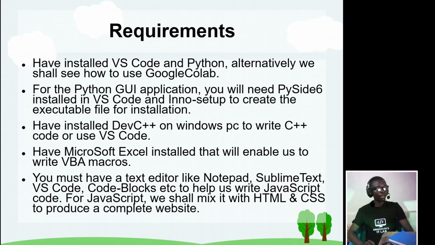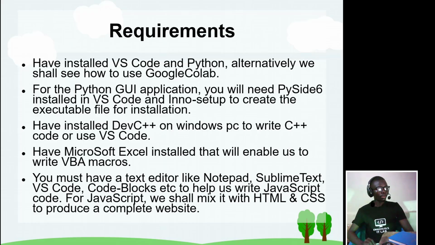Now, what are some of the requirements for you to kickstart this course? You should have at least Visual Studio Code installed on your PC, whether it is Windows, Linux or Mac. You should also have Python. Alternatively, we shall see how to use Google Colab. For the graphical user interface application, you should have PySide 6 installed. You should also have Dev C++. In case you don't have Visual Studio Code, Dev C++ helps us to run C++ and C programming languages. You should also have Microsoft Excel installed, at least version 2010 and above.